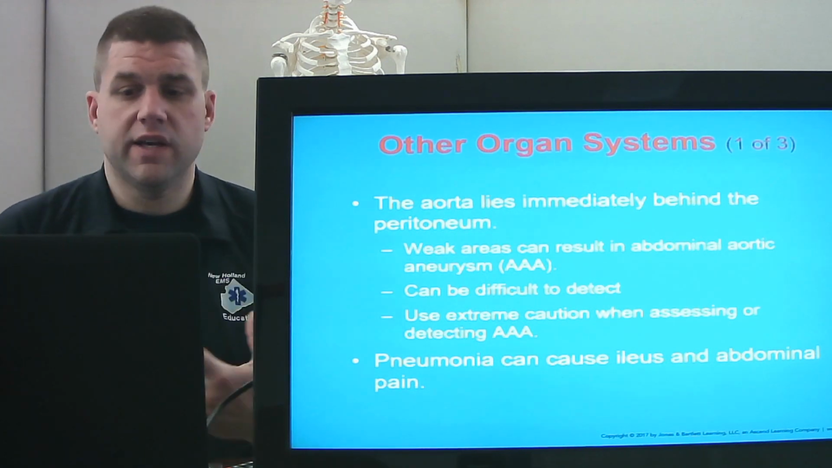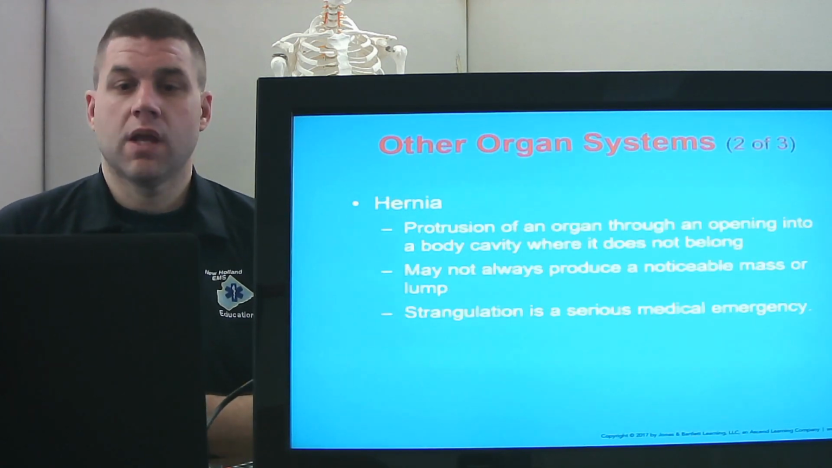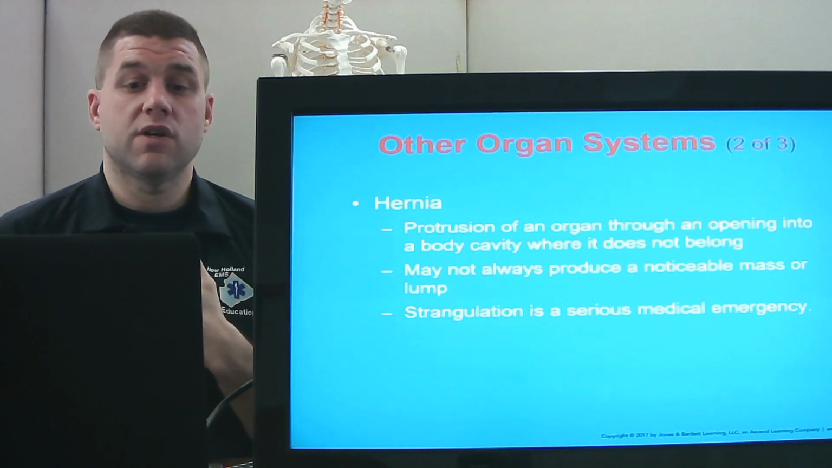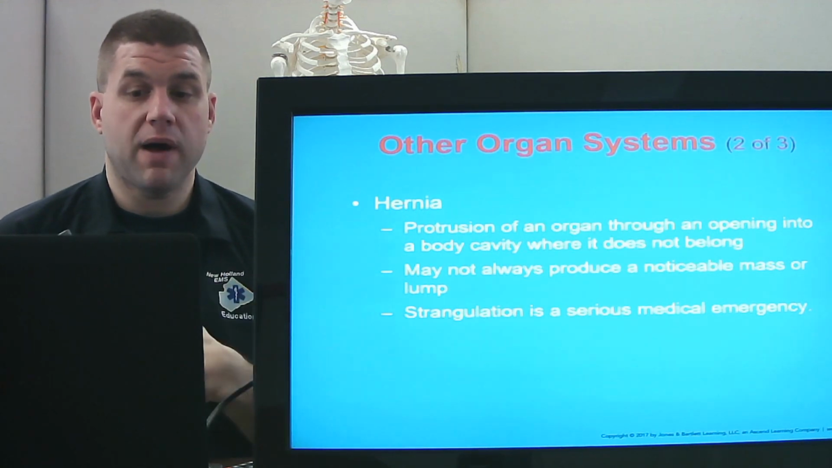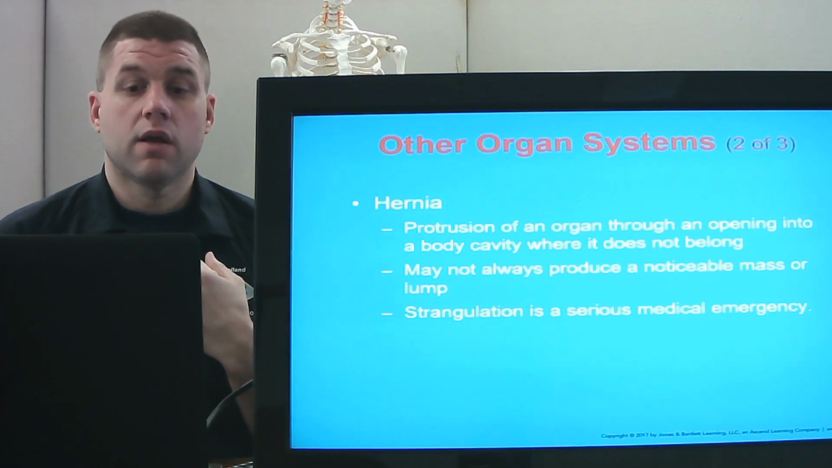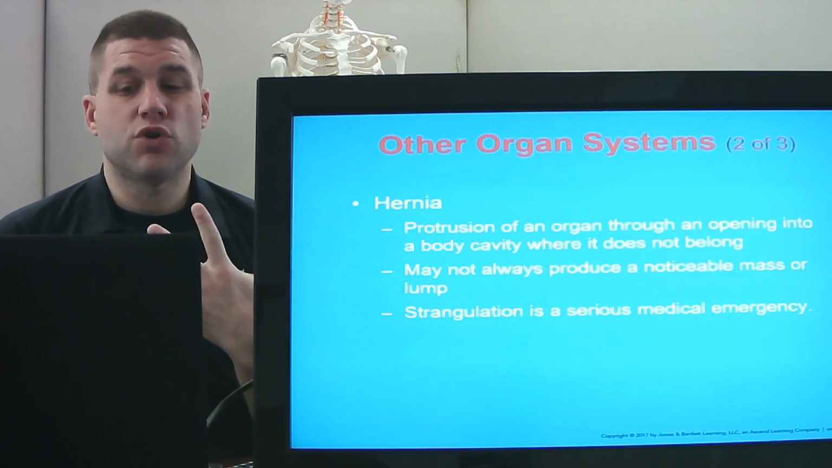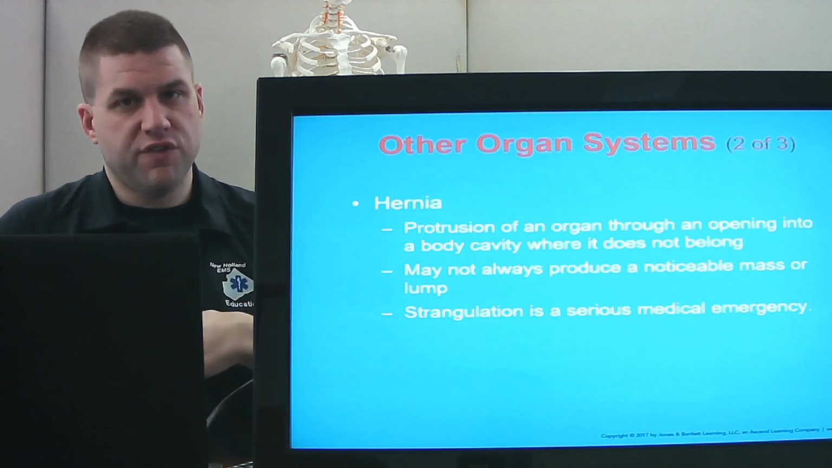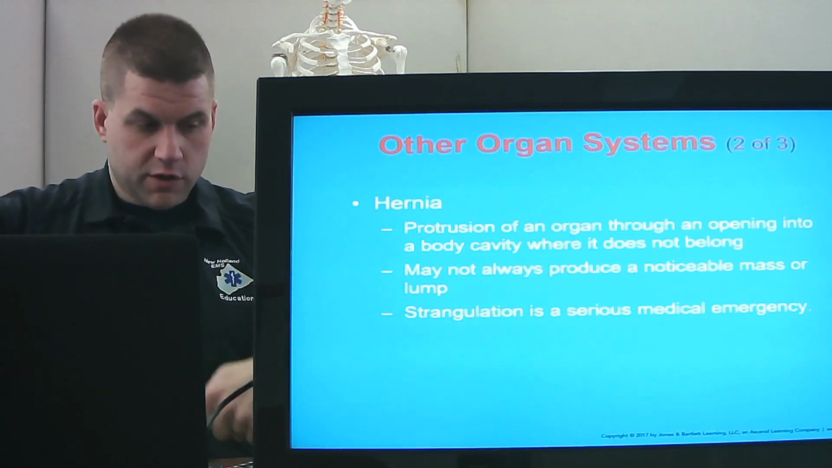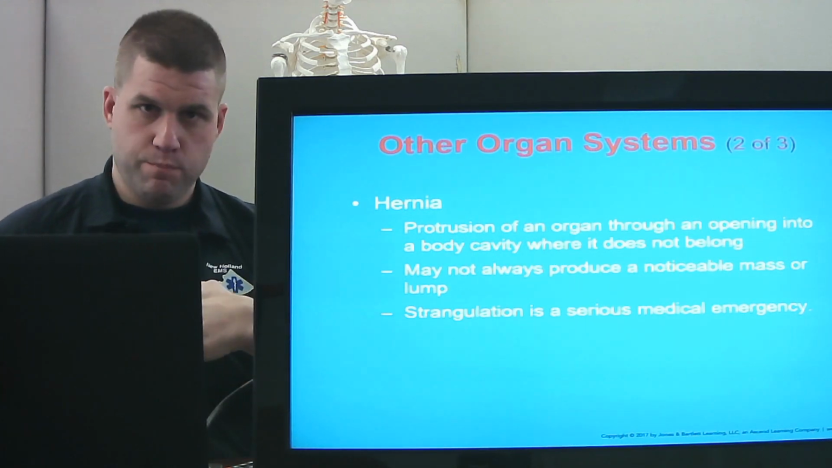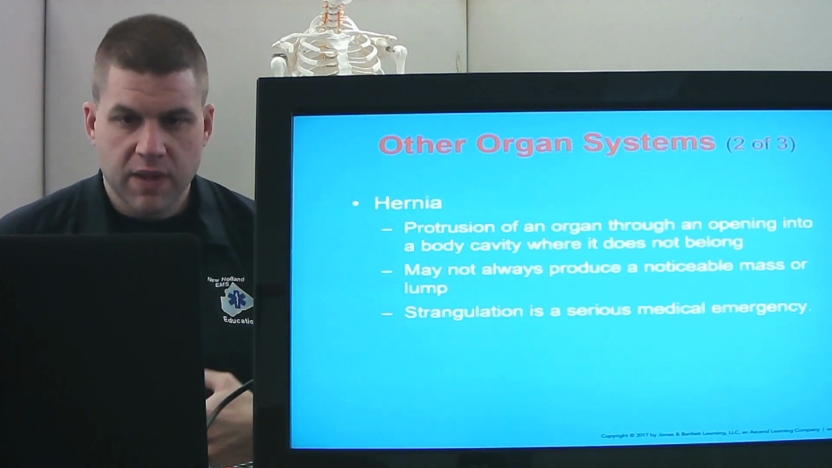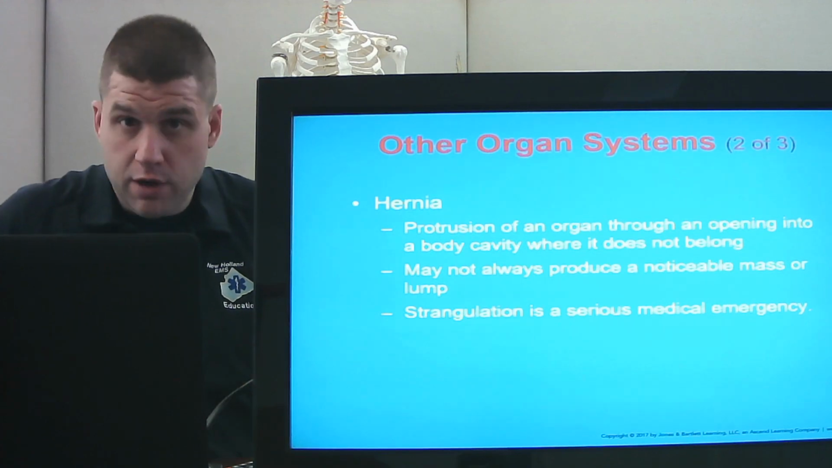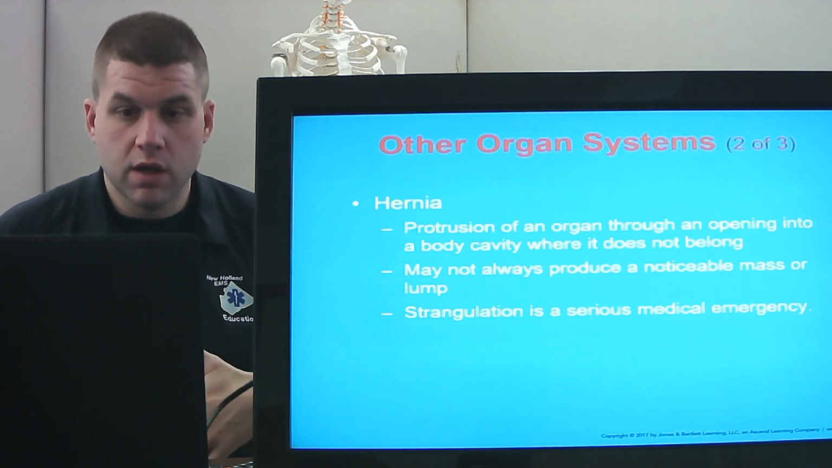Pneumonia can cause ileus and abdominal pain. So other systems include hernias, right? Protrusion of an organ through the opening in the body cavity where it doesn't belong. This might not always produce a noticeable mass or a lump. Oftentimes it does. You'll have the patient exposed to their stomach and you'll see a big mass there in their abdomen. And if it's there, oftentimes they'll say, I don't know, it doesn't hurt, doesn't do anything.